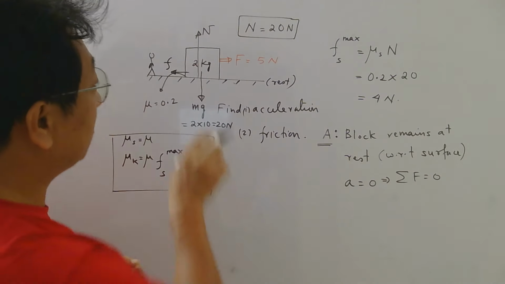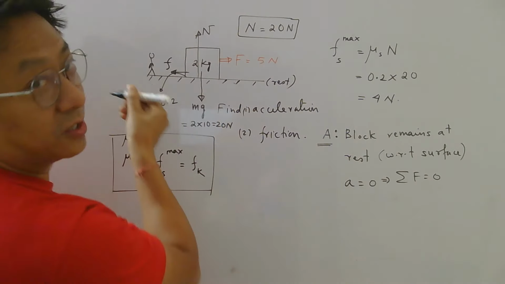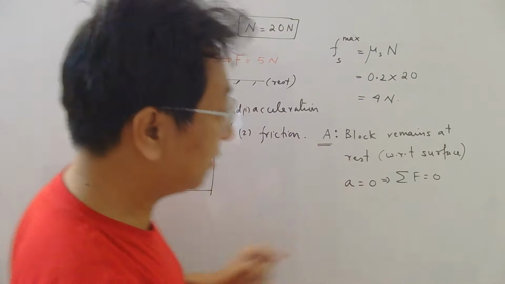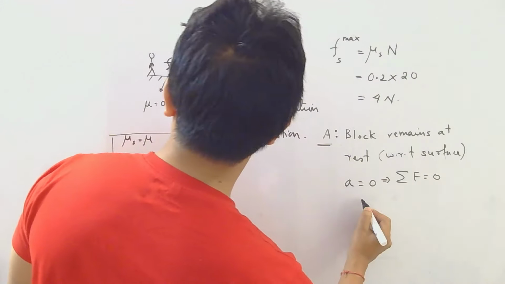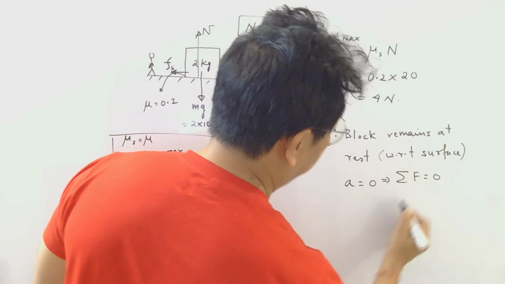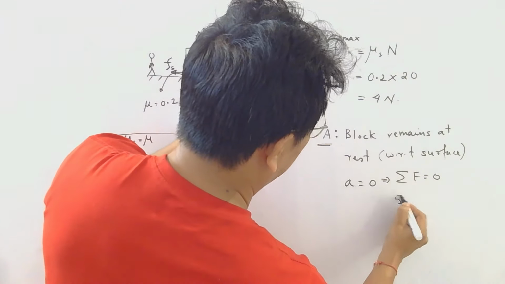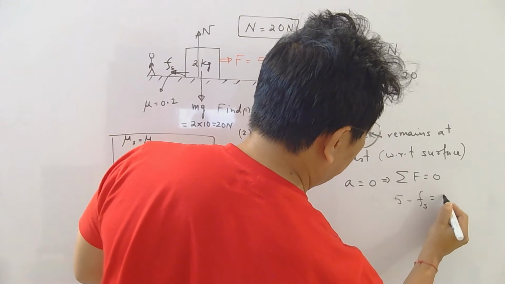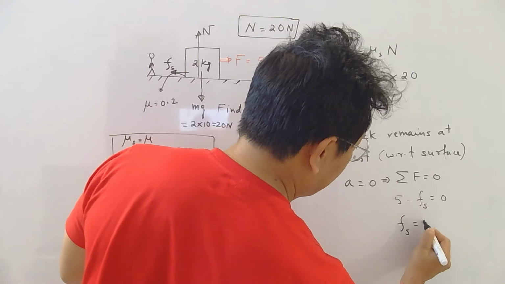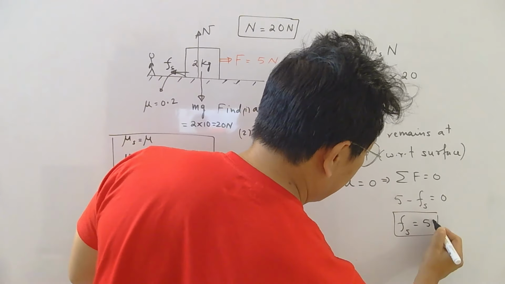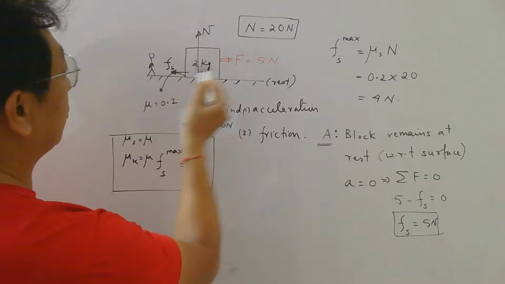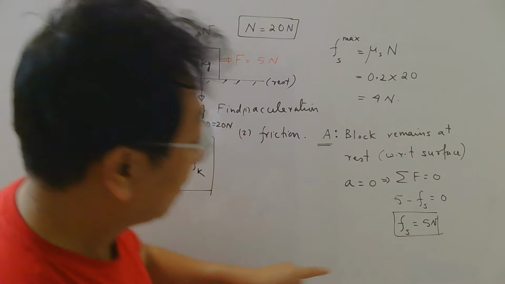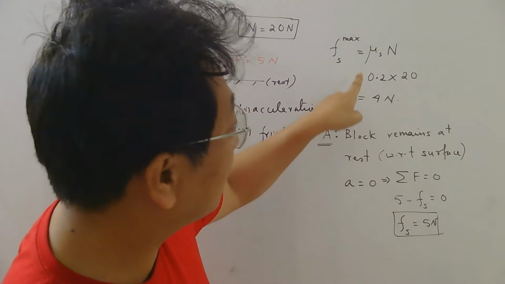Net force 0 means this force should be balanced by this friction, and that has to be static friction, because we are assuming the block remains at rest. If total force is 0, it means this 5 Newton this side and this friction this side, the total of that should be 0, meaning static friction should be exactly equal to 5 Newton, isn't it? To balance 5 Newton, how much should be static friction? 5 Newton, right? Now, compare the static friction with the maximum static friction.